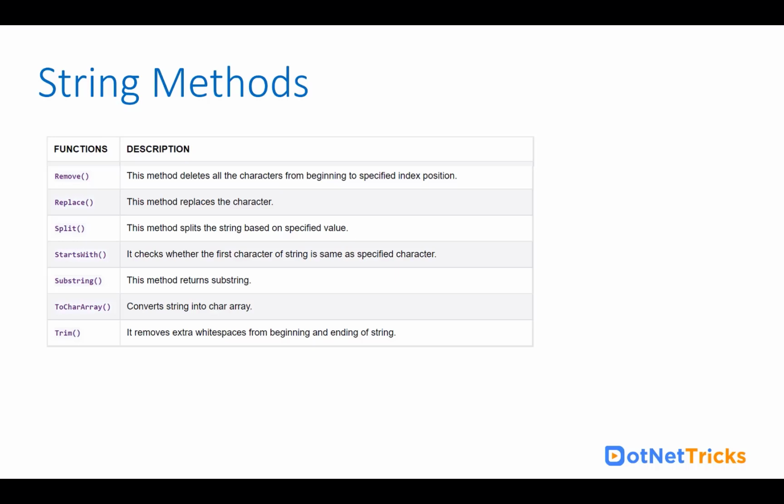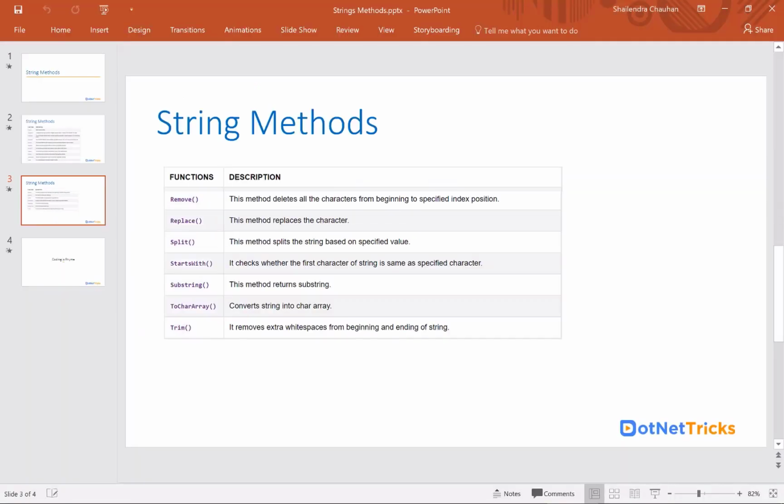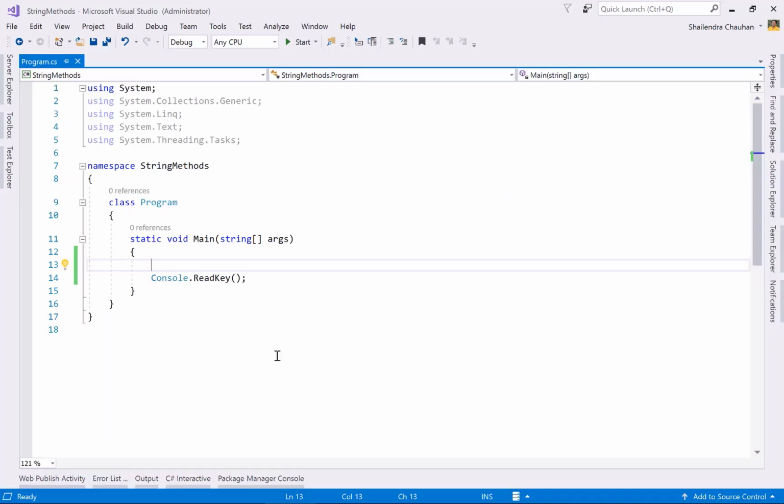Substring method if you want to make a substring, and ToCharArray, which will convert a string into a character array. We have the Trim method if you want to remove extra white spaces from the beginning or end of the string. So these are the various methods we can use for string manipulation, and these will help us in writing the program. So let's see how we can use the various string methods to do string manipulation.